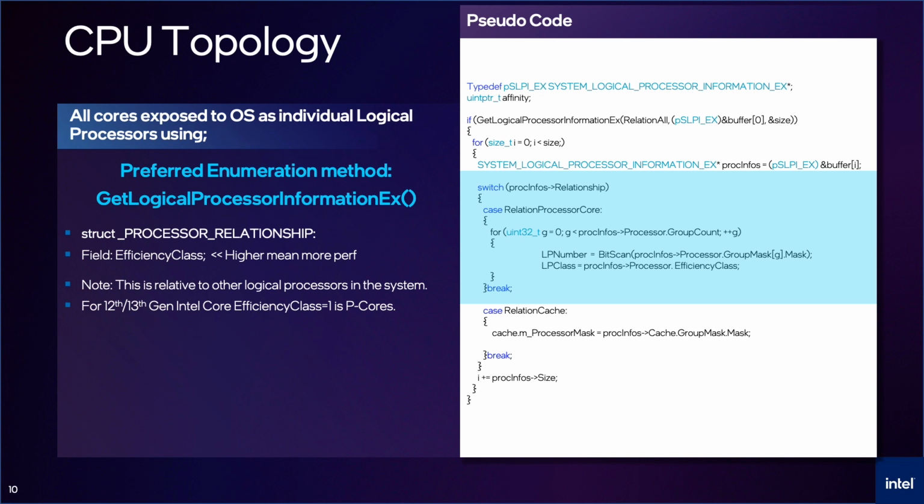But it's worth bearing in mind that is not guaranteed to hold true in the future, where there could be more than 2 efficiency classes. So try to avoid making hard assumptions.